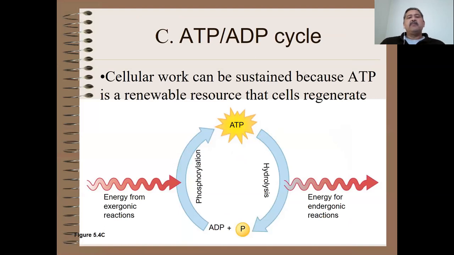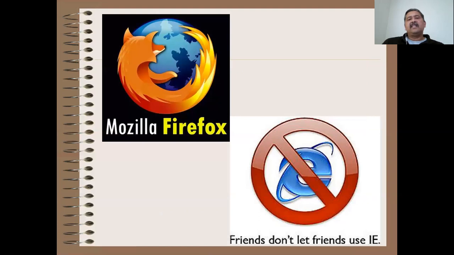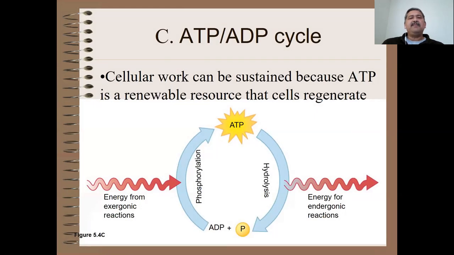When we have extra energy, we take the ADP and we phosphorylate it and we store some ATP. When we need energy, then the phosphate group is broken off through hydrolysis, and then the chemical energy in that high energy covalent bond is available to be used. So that's ATP and ADP.